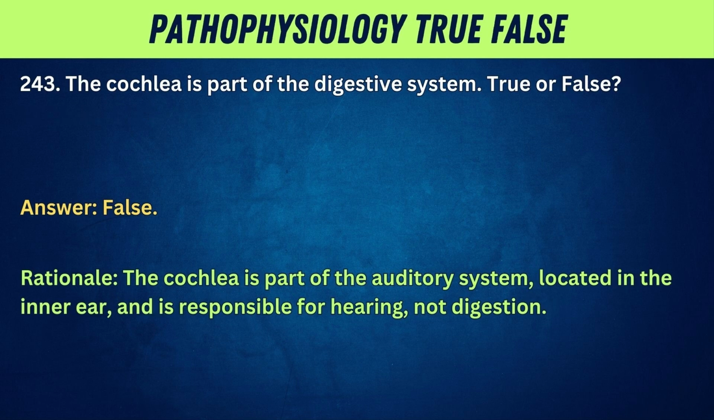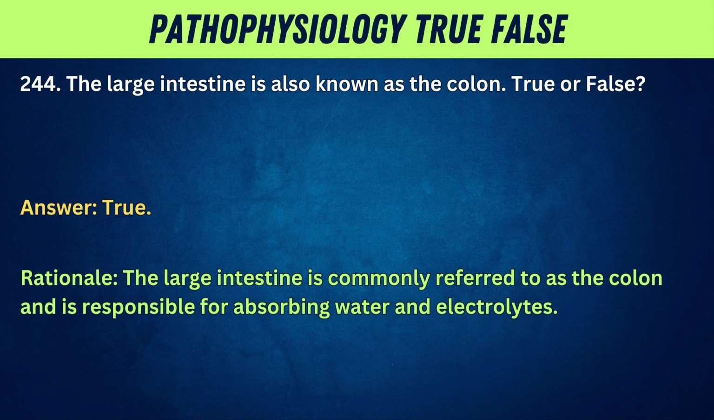243. The cochlea is part of the digestive system. True or false? Answer: false. Rationale: the cochlea is part of the auditory system, located in the inner ear, and is responsible for hearing, not digestion.